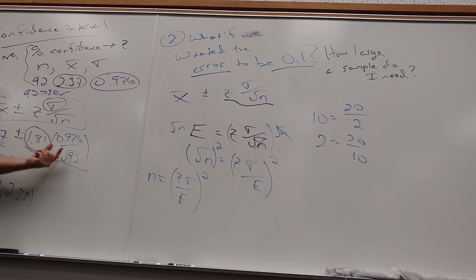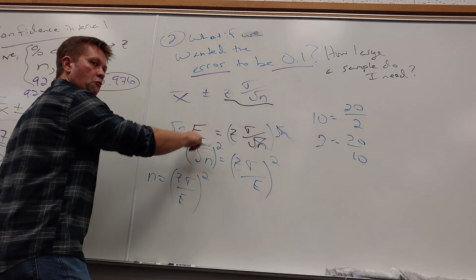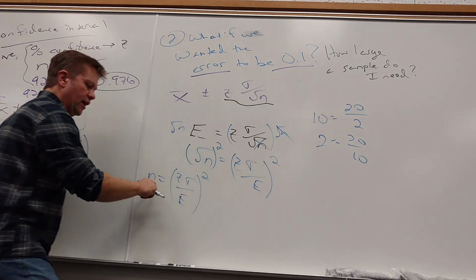Now, what would this have had to be in order for this to be 0.1? Hopefully it's obvious that it would have to be bigger, because I'm dividing by it, which makes the answer smaller. Sure enough, we come out with 313. So how do we do that? We forced this to be 0.1, and then we solved for n. That's how we did it.